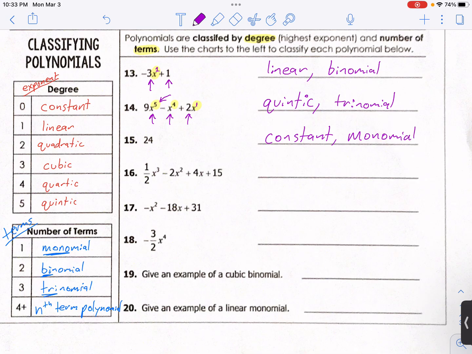All right, next one is 16. On this one, I look again at my x's. I look for the biggest degree. In this case, it's going to be 3. That's going to tell me cubic. And then I count. There's going to be 1, 2, 3, 4. That's going to be a 4-term polynomial.